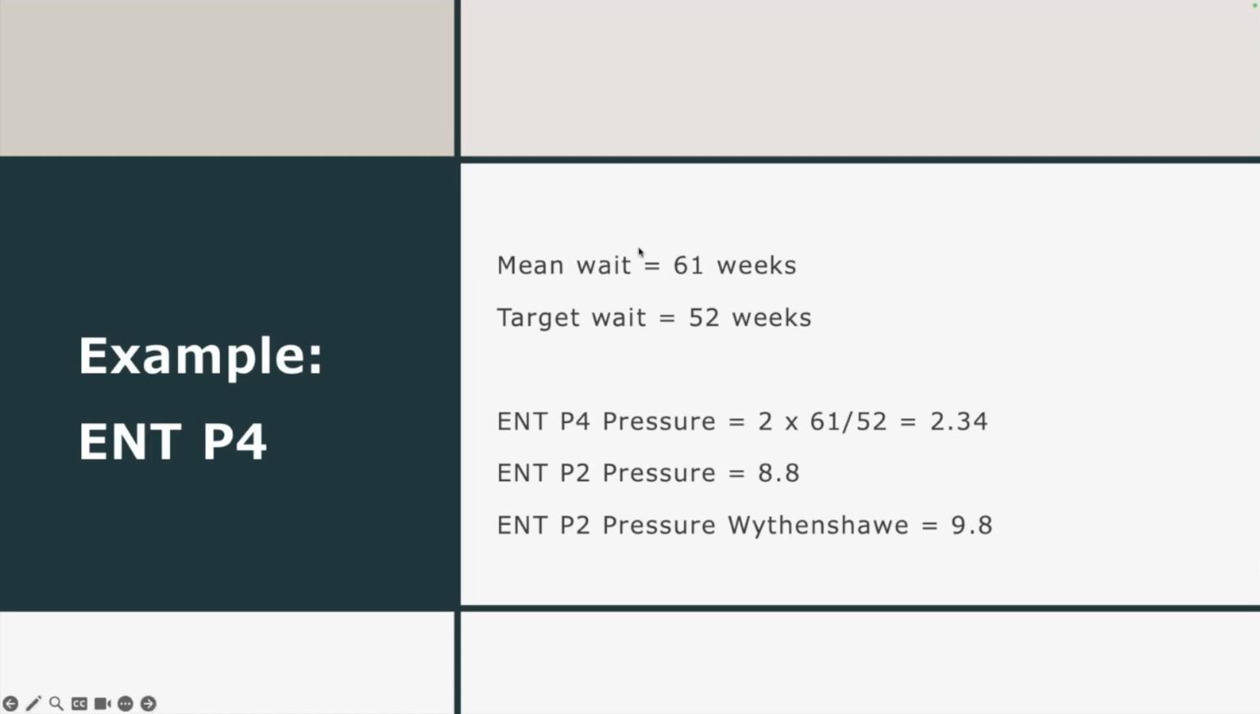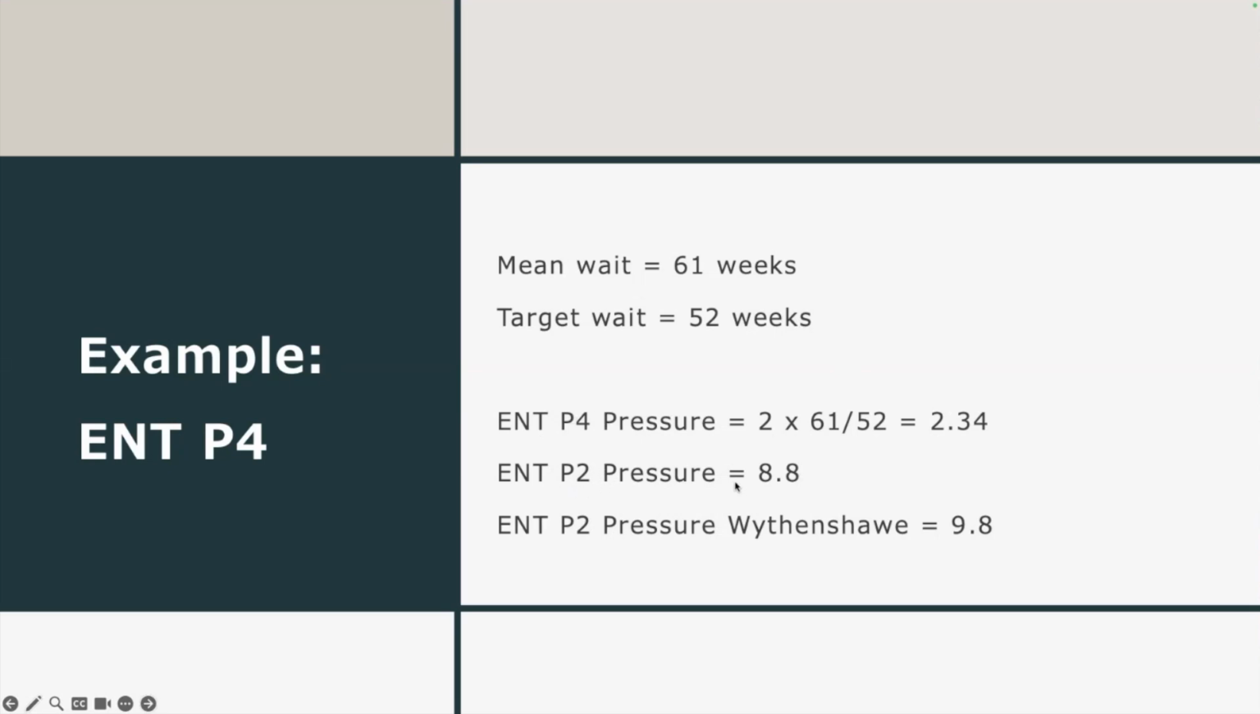Okay. So the ENT example: the mean wait was 61 weeks, the target wait was 52 weeks. We found that ENT P4 had a pressure of 2.3. However, if we look at ENT P2, the pressure is 8.8. So what you can find there is that there's been a big emphasis on taking care of long waiters in the NHS, and so emphasis has been put on the P4s. But if you look at higher priority people, they're actually waiting much higher multiples of their targets compared to the long waiters. The pressure at Withenshaw is closer to 10. So something someone might want to do is reroute some of these ENT patients from Withenshaw to another facility, and maybe think about prioritizing these P2s ahead of the P4s.